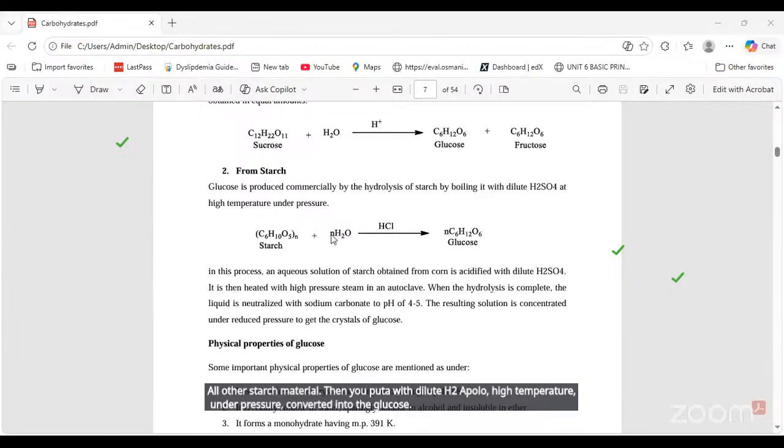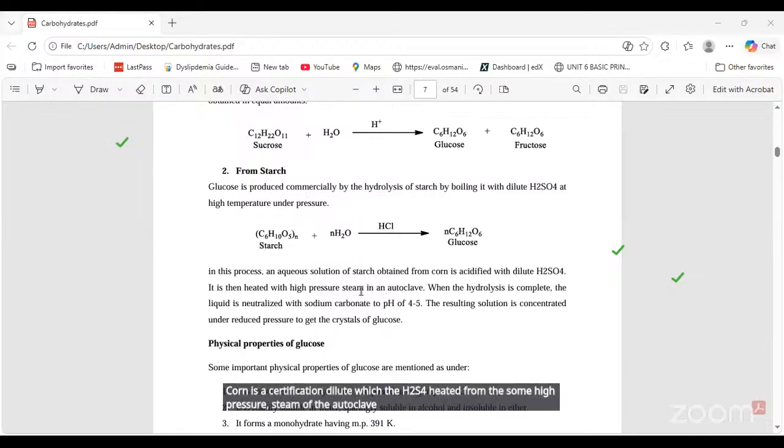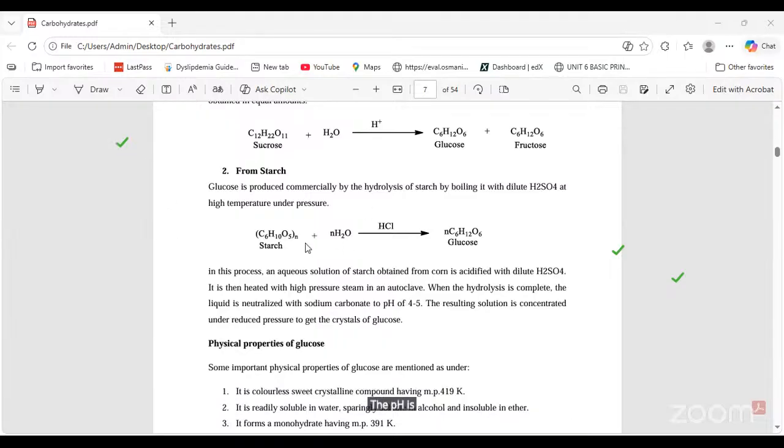In this total process, starch obtained from corn is acidified with dilute H2SO4 and heated with high pressure steam in an autoclave. When hydrolysis is complete, the liquid is neutralized with sodium carbonate. The pH is adjusted, and this is the formation of glucose.